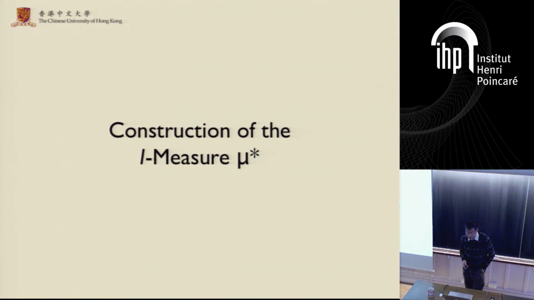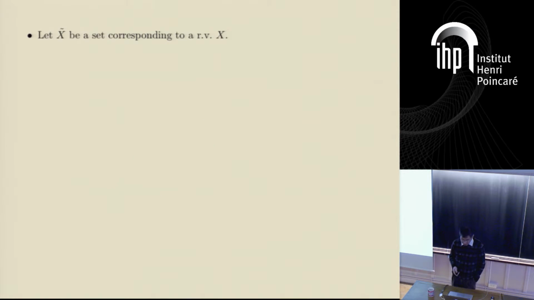All right, so this is the construction of the I-measure, mu star. So mu star is a specific signed measure. It's not just any signed measure. In general, we let X tilde be a set corresponding to a random variable X, and we are going to fix n. It turns out that it is important to fix n. If you don't fix n, you cannot start the discussion. So we let the index set 1, 2 up to n be denoted by script N.